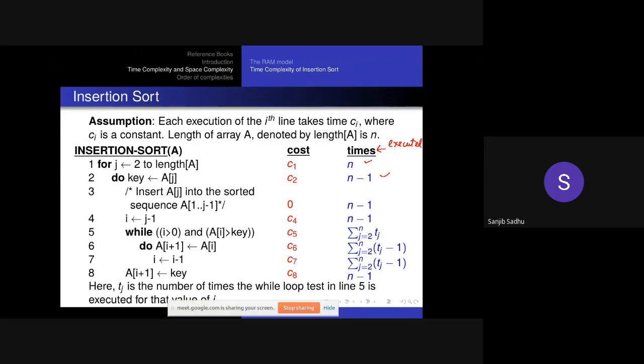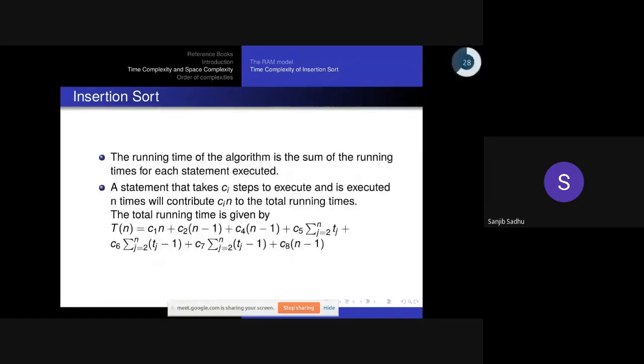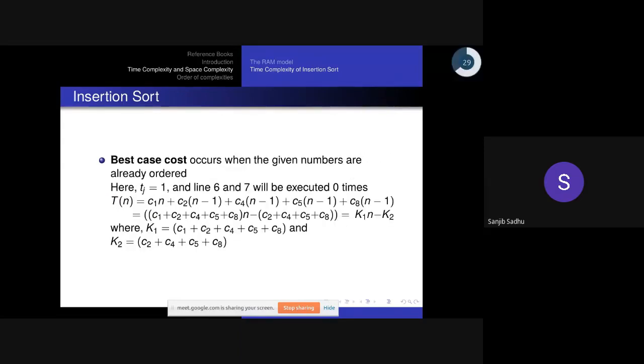So in this way you find out the cost of each statement and how many times each statement is being executed, and then multiply them and find the sum of them. That will be the total running time complexity. This is the T(n), running time complexity of the problem. Now here you see this entire expression, this entire expression is a function of n. Okay, just like a function of n.